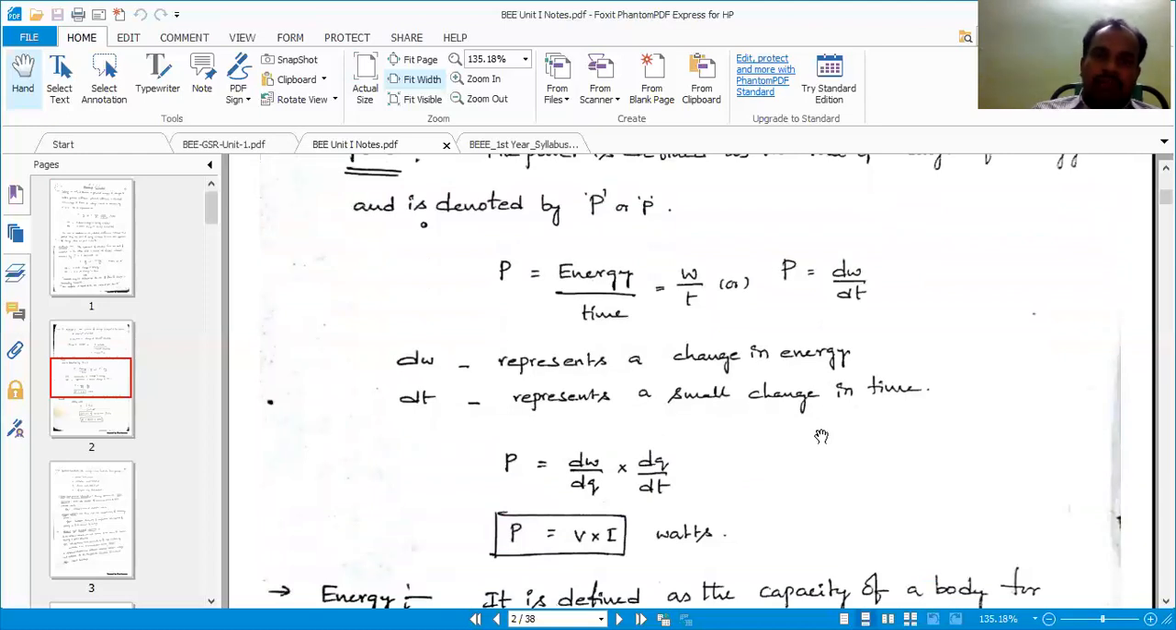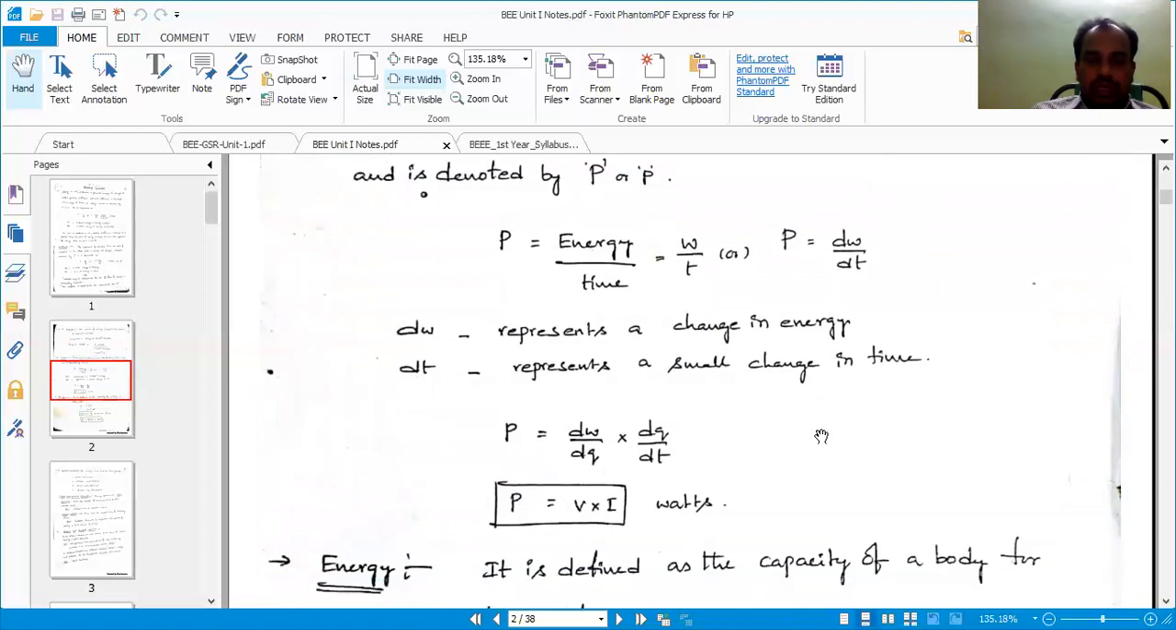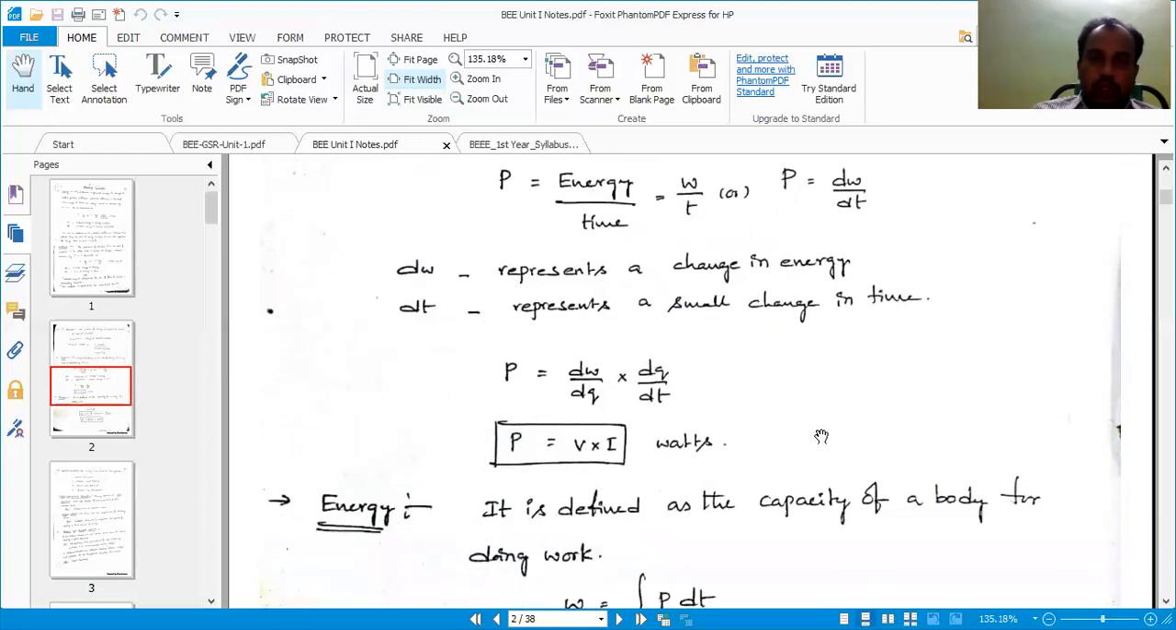Multiply and divide by dq. So dW by dt equals dW by dq into dq by dt. dW by dq means voltage, and dq by dt means current. The product of voltage and current is called power. One more definition of power is P equals V into I, the product of voltage and current. The unit of power is watts.